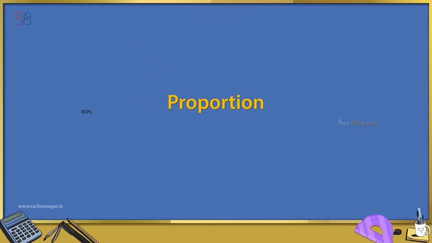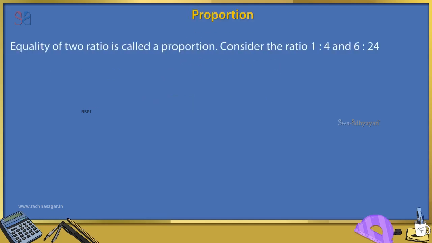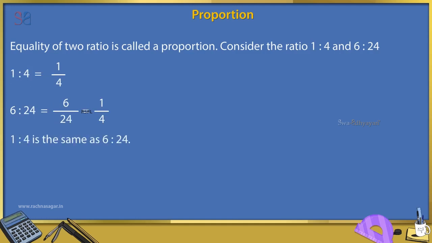Proportion. Video 2. Equality of two ratios is called a proportion. Consider the ratios 1:4 and 6:24. 1:4 is equal to 1 by 4. 6:24 is equal to 6 by 24, which is equal to 1 by 4. 1:4 is the same as 6:24. We say that 1:4 is equal to 6:24.